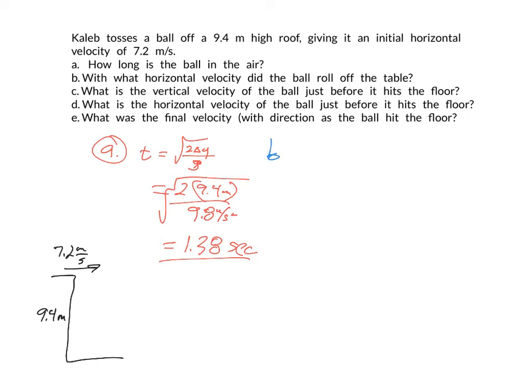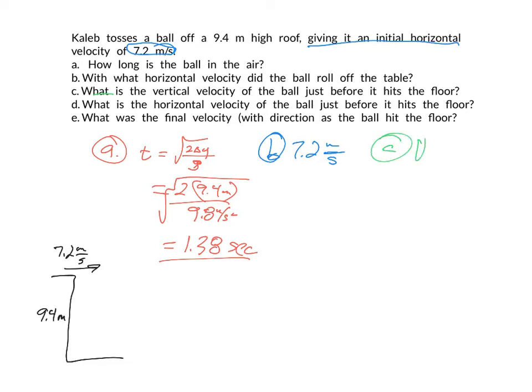With what horizontal velocity did the ball roll off the table? They told us that. It's 7.2 meters per second. I think they're trying to lead us to something here. Let's go to C. What was the vertical velocity of the ball just before it hits the ground?